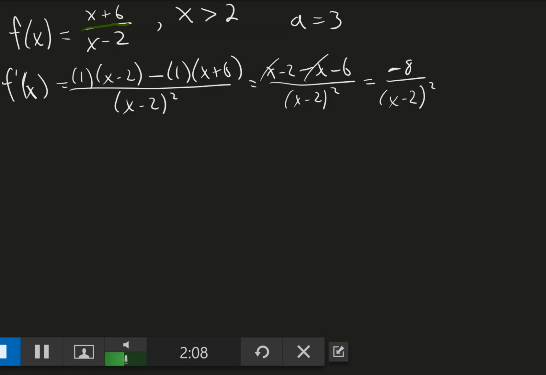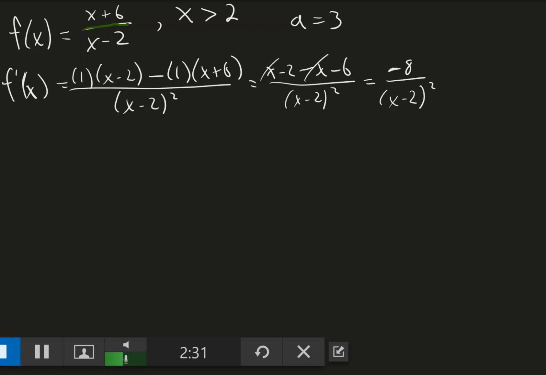If the derivative is always negative, we know that this function is decreasing all the time for these x values. I don't know what the graph looks like, but if it's going down all the time, then it does pass the vertical and horizontal line test. So it is one-to-one. Therefore, this function does have an inverse function.